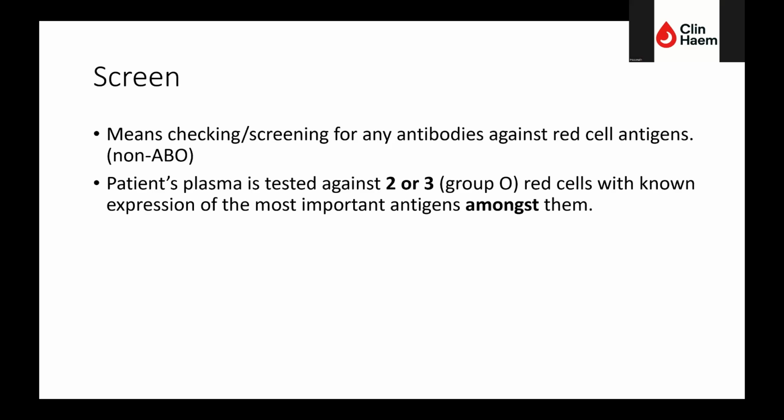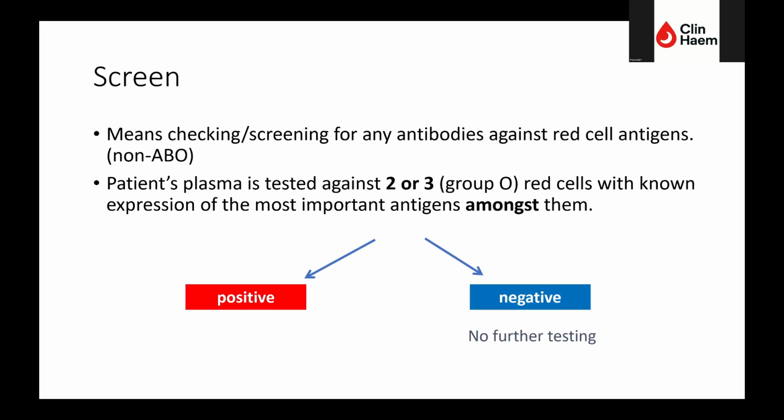So what we're doing here is taking the patient's plasma and reacting it against these known reagent cells. If the reaction is positive with either of the two or three cells, most hospitals would use a three-cell screen, then we say that the screen is positive for some antibody. If it's negative, it means that the patient most likely doesn't have any antibodies to the non-ABO clinically significant antigens that these three reagent cells have on them.